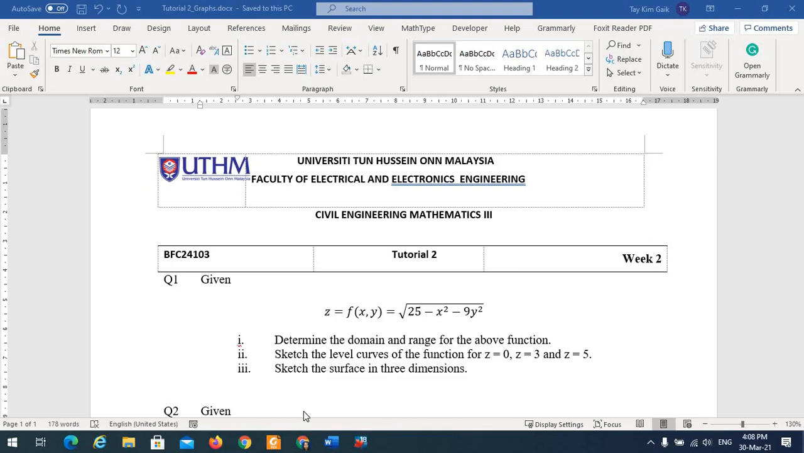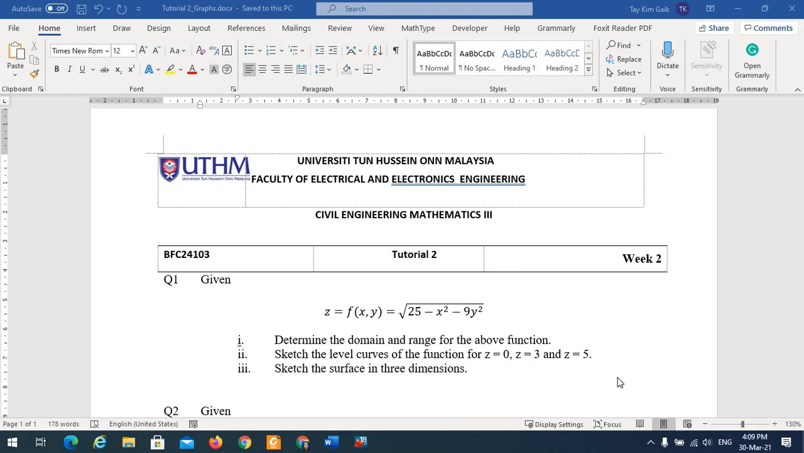To sketch the 3D graph, here we are using the technique of level curves. Z is a function of f(x,y) equal to the square root of 5 minus x squared minus 9y squared. To sketch, first of all, we use the technique of level curves to sketch the 3D graph by using 3 level curves.